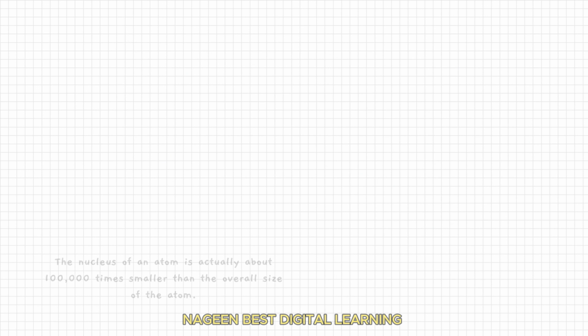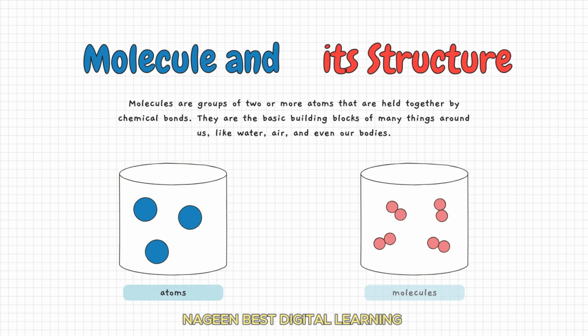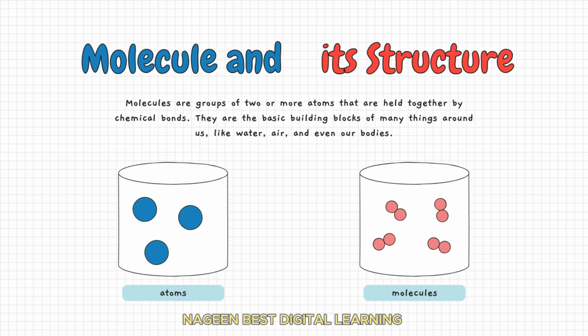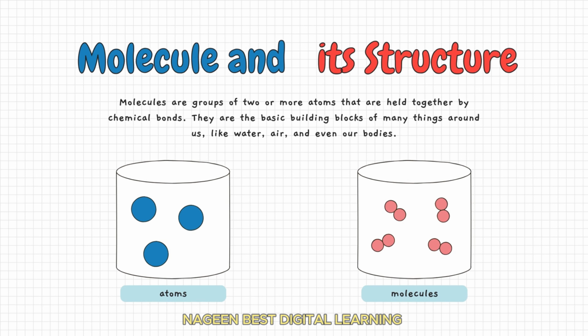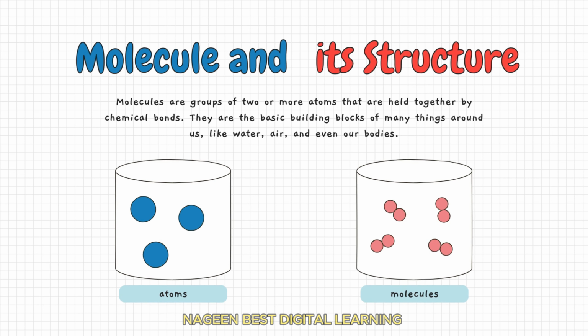Molecule and its structure. Molecules are groups of 2 or more atoms that are held together by chemical bonds. They are the basic building blocks of many things around us, like water, air, and even our bodies.